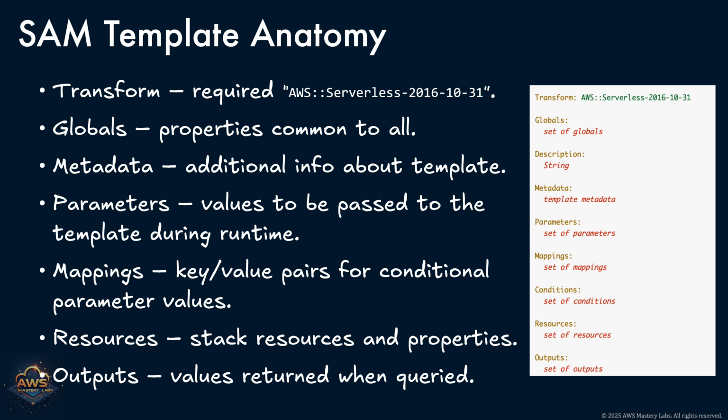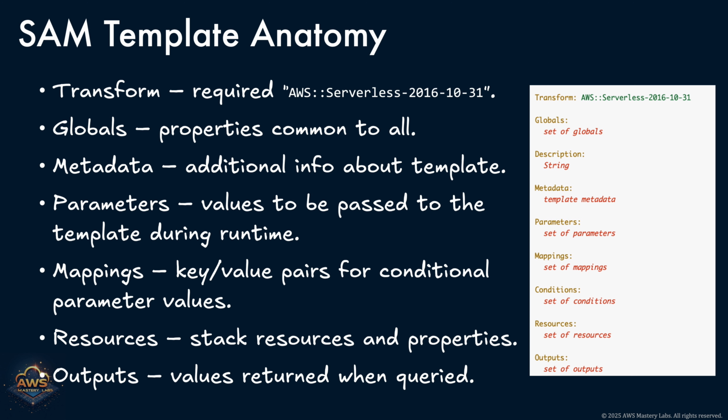The globals section allows you to define default properties that apply to all relevant resources, like functions or APIs. For example, you can set a global timeout or memory size for all Lambda functions, reducing redundancy and enforcing consistency across your template. At the heart of the template is the resources section. This is where you define all your application components, including Lambda functions, APIs, event sources, DynamoDB tables, and more. Each resource uses a specific type and includes configuration details like runtime, handler, and triggers.